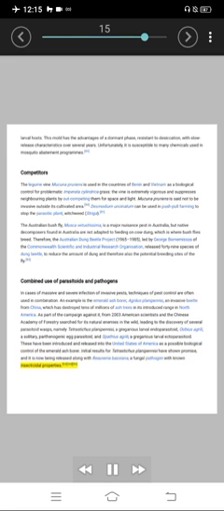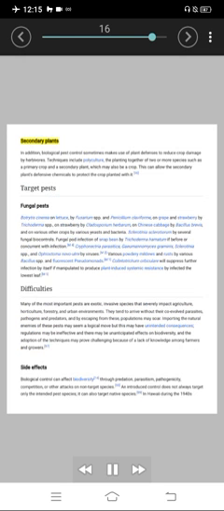Secondary plants. In addition, biological pest control sometimes makes use of plant defenses to reduce crop damage by herbivores. Techniques include polyculture, the planting together of two or more species such as a primary crop and a secondary plant, which may also be a crop. This can allow the secondary plant's defensive chemicals to protect the crop planted with it.